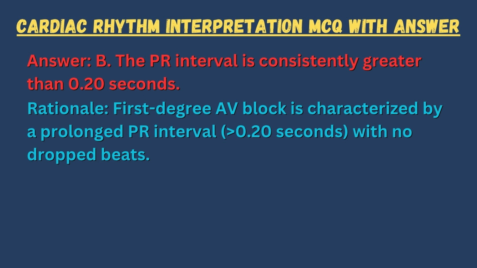Answer. B. The PR interval is consistently greater than 0.20 seconds. Rationale. First-degree AV block is characterized by a prolonged PR interval, greater than 0.20 seconds, with no dropped beats.